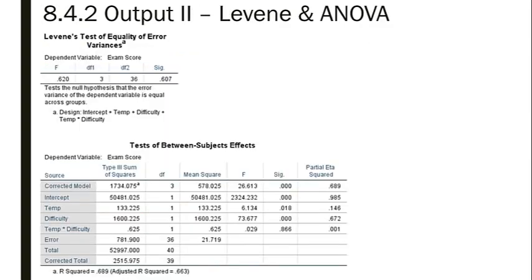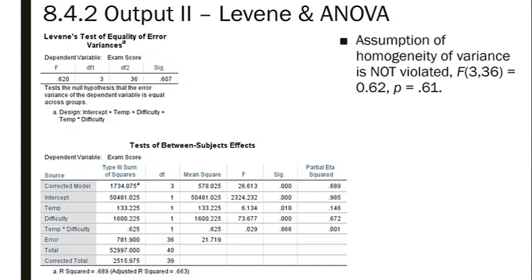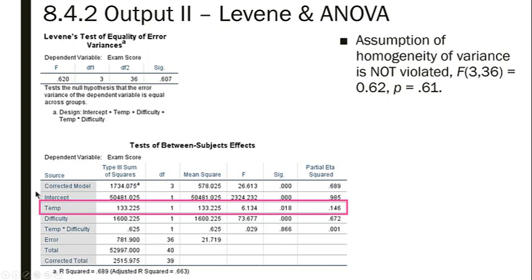Here's our output. We can tell from the Levene's test that the assumption of homogeneity of variance was not violated. We have 3 and 36 degrees of freedom, an F ratio of only 0.62, and then a p-value of 0.61. So then, just as before, we're not so interested in looking at whether the cell means are different from the grand mean. Is the overall model statistically significant? We're definitely not interested in looking at whether the grand mean is significantly different from 0. So we're going to skip to the third row of our ANOVA source table.